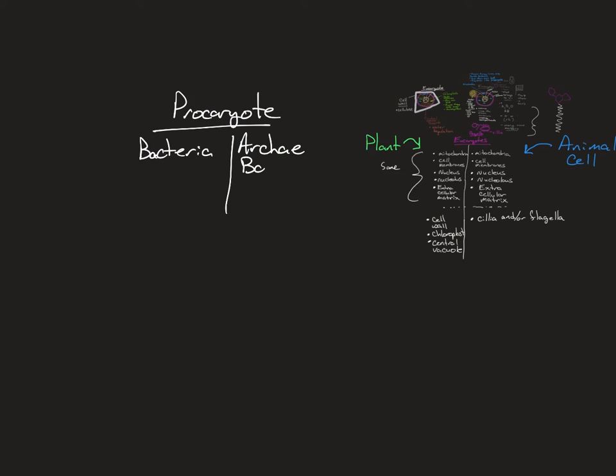Slightly different, but what's interesting about these guys is they have no internal membranes. They only have the plasma membrane, and they have round DNA, which is interesting to me. Their DNA is circular. They have smaller plasmid DNAs. Ribosomes, they have ribosomes, but ribosomes don't have membranes. So no internal membranes.